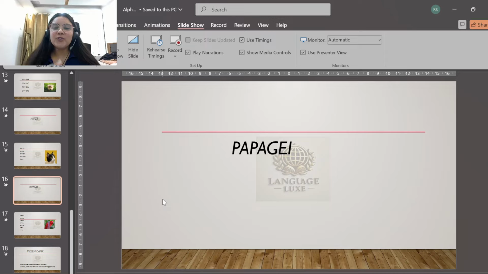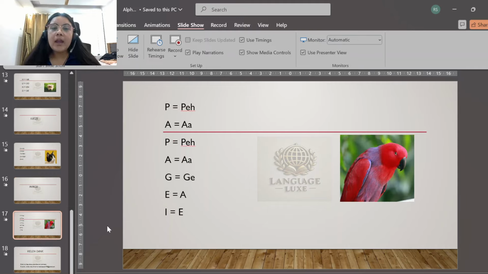Now, it is the most interesting one. Every student of mine finds it very interesting. This word is Papagei. Papagei is a bird. Now you have 5 seconds of time. Spell it out. Papagei. 5, 4, 3, 2, 1. P-A-P-A-G-E-I. Papagei, that means parrot. You can see it right here.